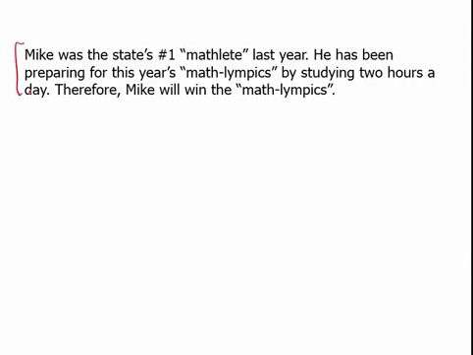Finally, there is the conclusion. Therefore, Mike will win the Math Olympics. That's the conclusion. That's the important part. So we'll put a little squiggly mark where that begins. Of course, this is usually pretty straightforward when there's only a few lines. It becomes a little bit more difficult when you have 7 or 8 lines. What is even trickier, of course, is identifying those unstated general assumptions.